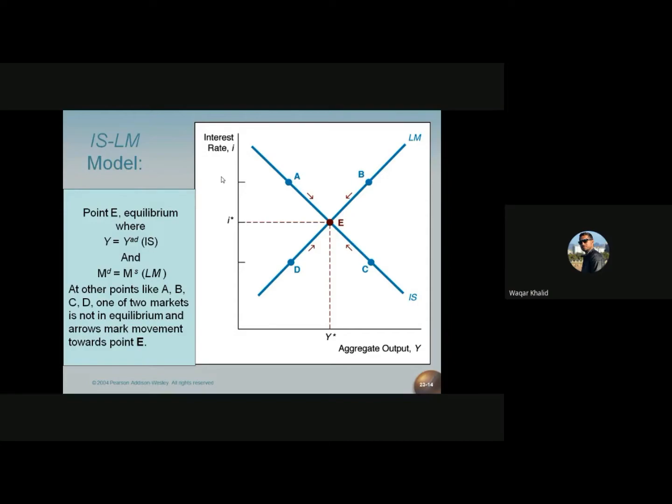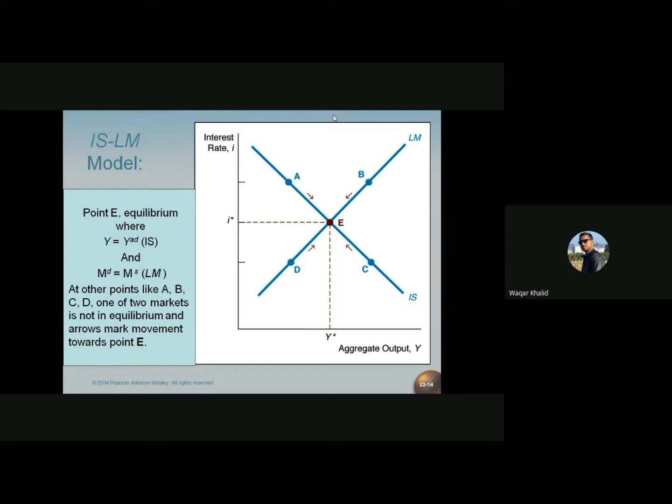So what will be the impact? As a result, both planned investment spending and net exports rise, and thus aggregate output rises. The economy then moves down along the IS curve, and the process continues until the interest rate falls to I star and aggregate output rises to Y star. That is, until the economy is at equilibrium point E.